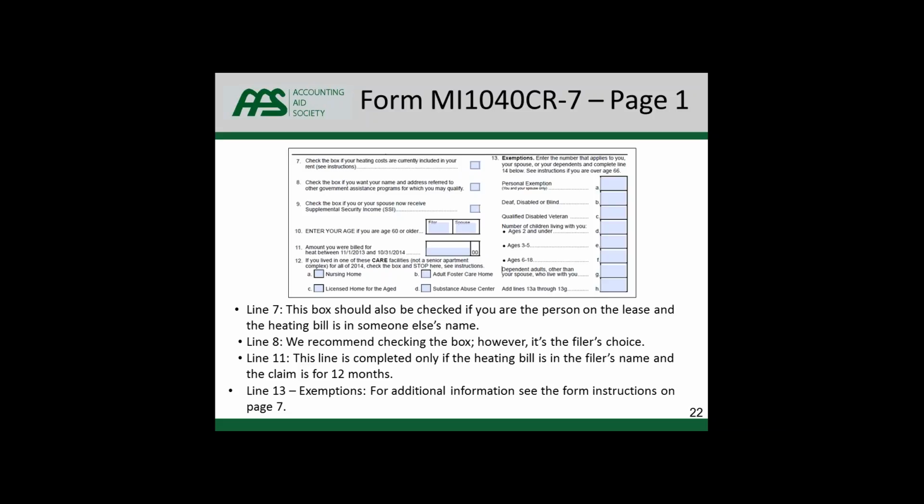Line 8, we recommend checking that box. I don't know to what extent the state still uses that to provide information about other assistance programs, but I like to recommend it, but it's always the filer's choice, of course. Line 11, that's going to be checked if you have a heating bill in your name and the claim is for 12 months. Then you will enter your heating costs.